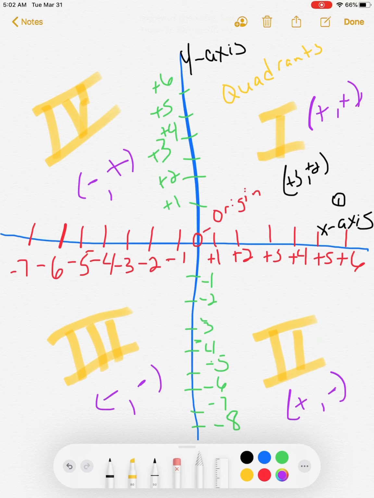All right, let's talk about plotting here. So we learned how to draw our own coordinate plane. We learned the characteristics and where things belong. We learned about the origin here. We learned about the y-axis, the x-axis, and we also learned where to place our integers on our coordinate plane, okay?